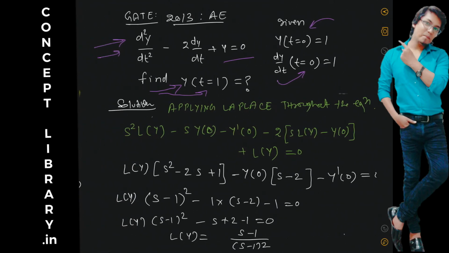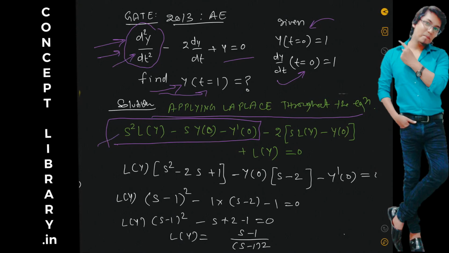So applying Laplace throughout the equation. Okay, so you see this much part is coming just by replacing d2y by dt square. So for the second derivative, s square Ly, s y0 and y dash 0. Fine. Now this much part is coming because of this dy by dt, correct, as s Laplace of y minus y0, and here we are taking simply Laplace of y, and Laplace of 0 is 0, no doubt.